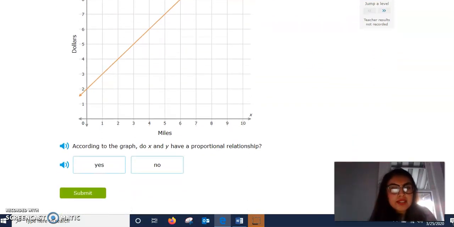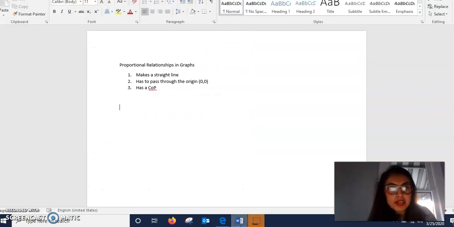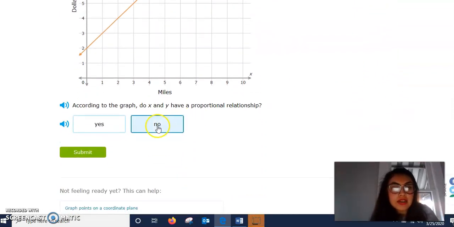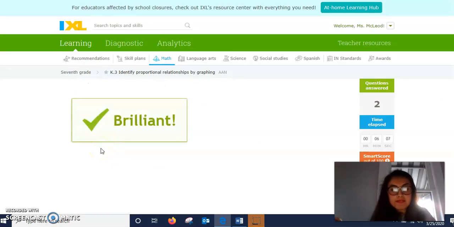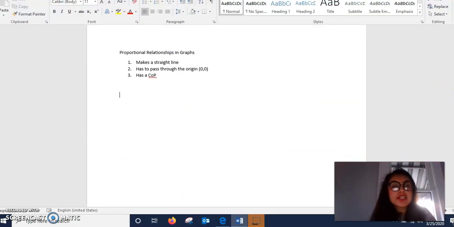According to the graph, do X and Y have a proportional relationship? So I'm going to look at my graph, and then I'm going to look at my criteria that I wrote. It does make a straight line. It has to pass through the origin. Let's see. It does not pass through the origin. So it already didn't meet one. If it doesn't meet one of the criteria, it is not a proportional relationship in the graph. So when I click no, and then submit, perfect. Again, as you are going through these, go back to the criteria I gave you in the beginning about proportional relationships in graphs. It has to make a straight line, has to pass through the origin 0, 0, and has a COP.